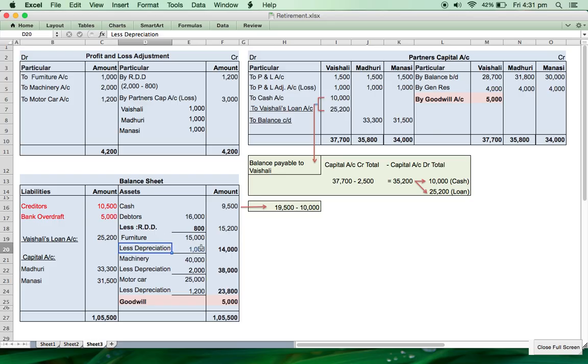Whenever the amount written in the outer column is less than the amount written in the inner column, then the difference will be termed as depreciation. And when the amount in the outer column is greater than the amount written in the inner column, then the difference would be termed as appreciation. In this problem, all the three assets are getting reduced, so the difference will be termed as depreciation, and this depreciation we are going to show here in profit and loss account debit side. Furniture 1,000, machinery 2,000 and motor car 1,200.